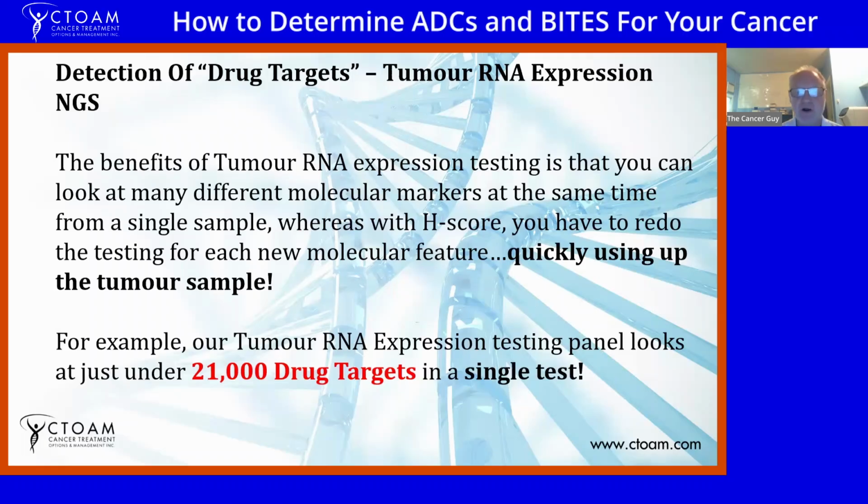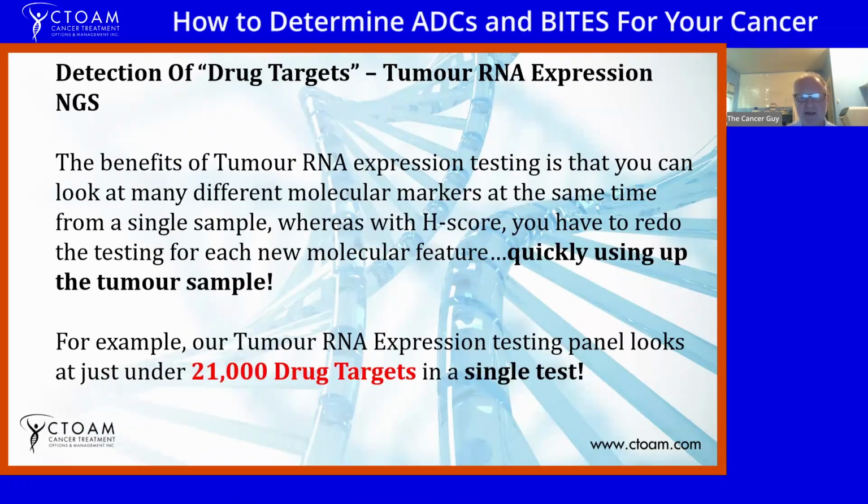So the benefit of tumor RNA expression testing is that you can look at many different molecular markers at the same time from a single sample. With H-score, you have to redo the testing for each new molecular feature, and you quickly use up your tumor sample. So, with most biopsies, you could probably only do maybe 2 to 4 or 5 different H-score samples. And considering the amount of different antibody drug conjugates and bispecific T cell engagers that are available right now and all the different targets, there's probably close to 40 different targets now. You want to be able to have a system that looks at as many different targets as possible.